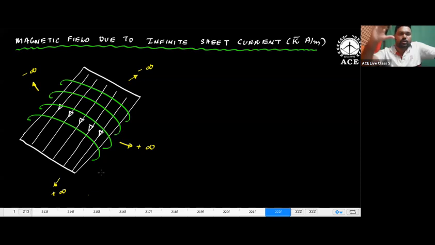So if I put my thumb in the direction of current flow, my fingers will show the direction of the magnetic field. So what is the magnetic field direction, beta? Like this. Clear? Yes. Now observe here, this is a finite sheet, beta. I want to draw this view.